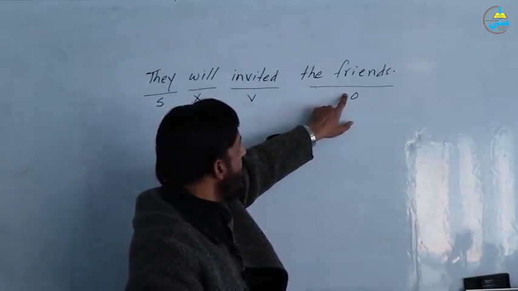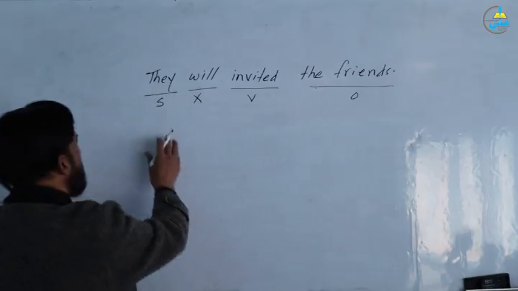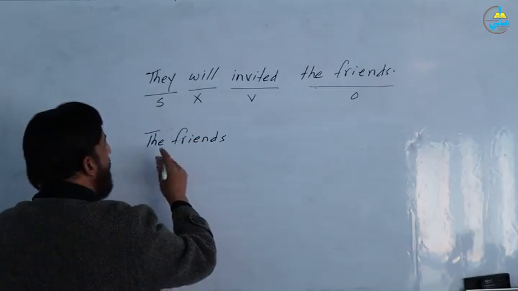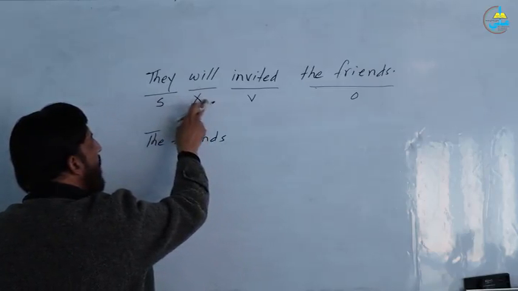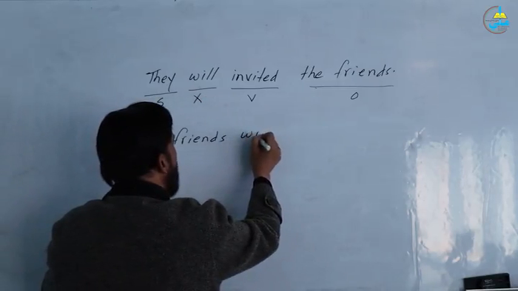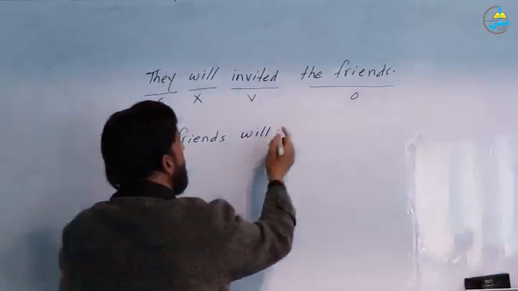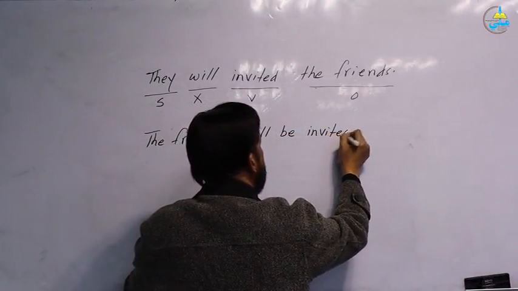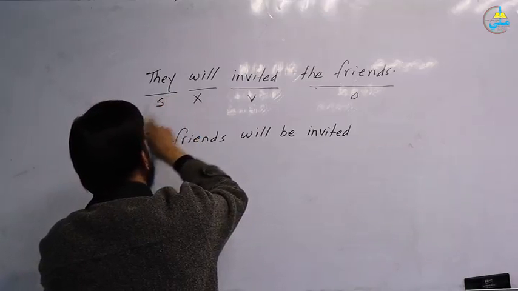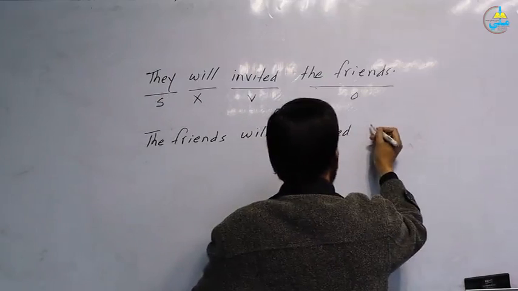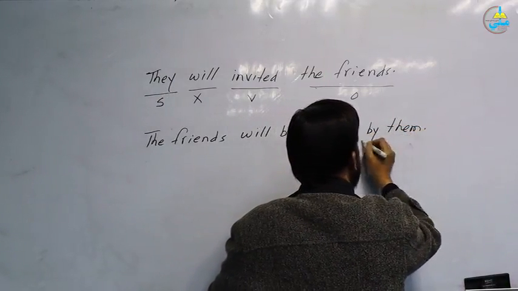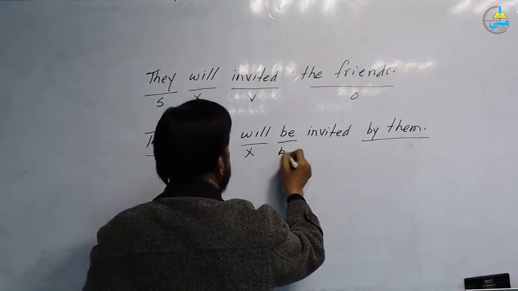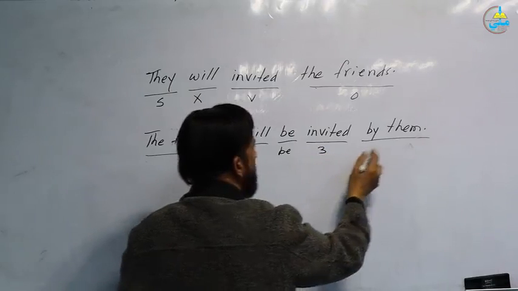First of all, we bring the friends, the object, in front of the passive sentence. The friends. Since in the active sentence we have an auxiliary or helping verb, we use this will. After will we use be, the verb to be: will be, and the main verb is invited. Invited by them. They becomes them. This is the by phrase. So here, the friends, will is the helping verb, this is be, invited is the verb or past participle, and this is the by phrase.